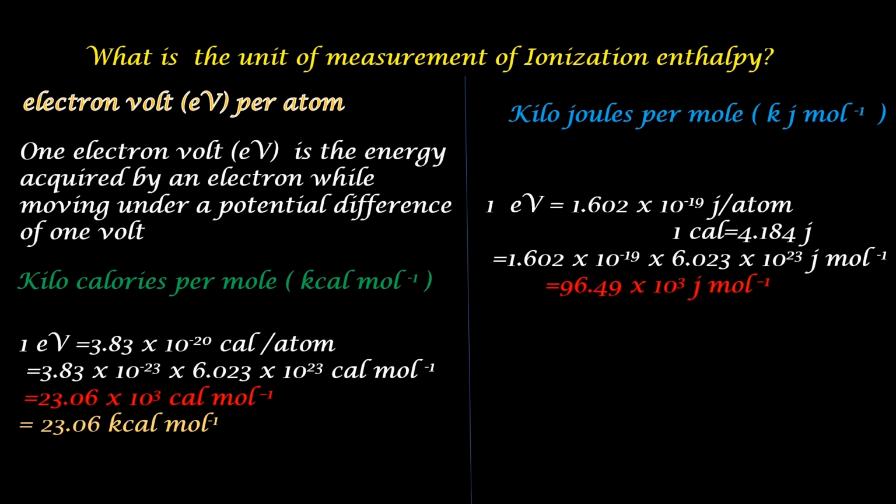To convert this into kilojoules, divide this by 10 raised to 3. That is, multiply this with 10 raised to minus 3. When 10 raised to 3 and 10 raised to minus 3 get cancelled, the value becomes 96.49 kilojoules per mole. So you have 3 units mentioned here. Understand this properly. This will be of help while doing problems.